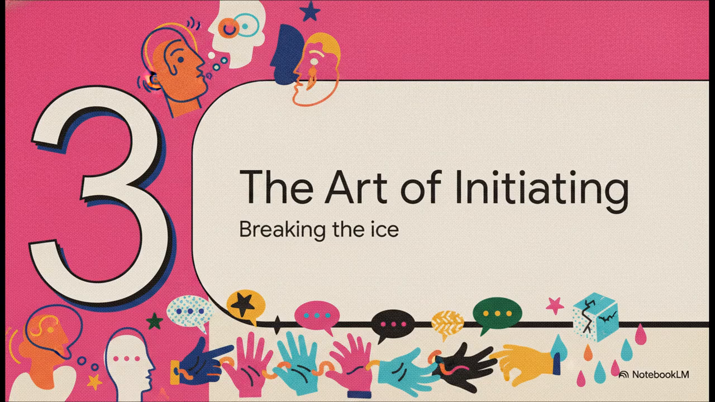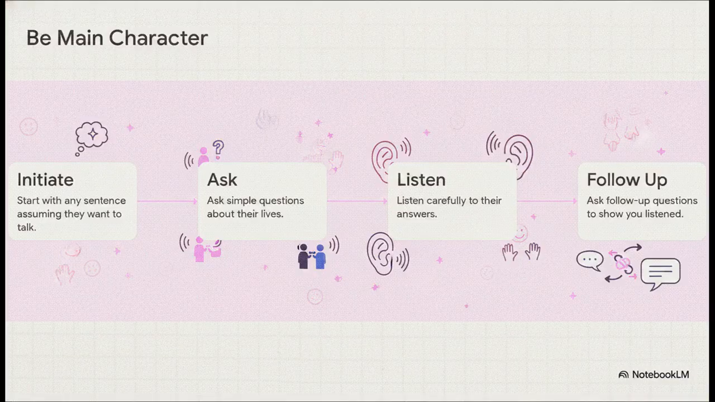All right, step 3, the art of initiating, how to break the ice effortlessly. So the secret sauce here is a formula we like to call being the main character. Here's how it works. You initiate with literally any sentence that pops into your head, just assuming that everyone in the room wants to talk to you. Then, instead of rambling on about yourself, you pivot and ask simple questions about their lives. Listen carefully to what they say, and then, this is key, ask follow-up questions that prove you actually heard them. When you do this, you make the other person feel so comfortable that eventually they're going to start initiating with you.